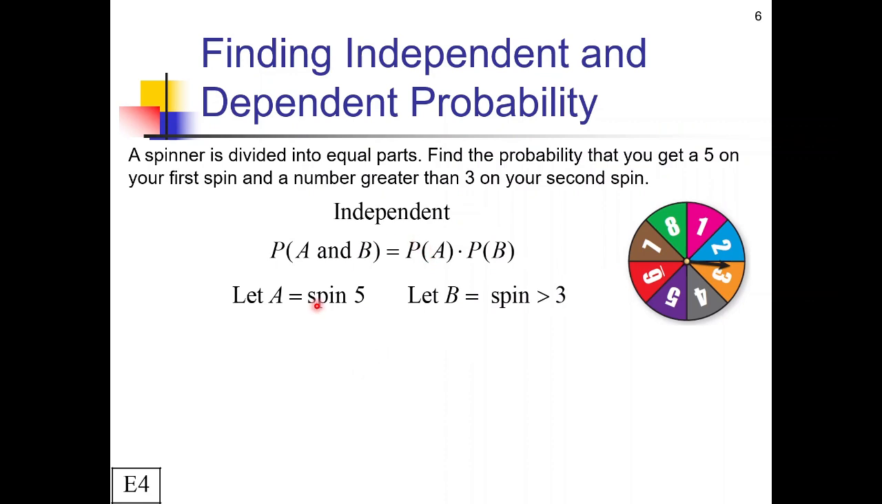So probability of spinning a 5, well, there's 8 of these with equal areas, so that's just going to be 1 out of the 8, 1/8. Probability of spinning a number bigger than 3, we again have 8 total to choose from, and there are 1, 2, 3, 4, 5 of those that are larger than 3, so 5/8. So we just have to multiply these together, 1/8 times 5/8, which is going to come out to 5/64.